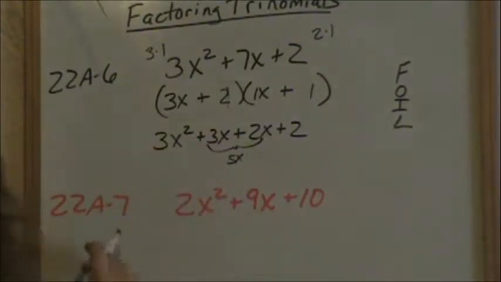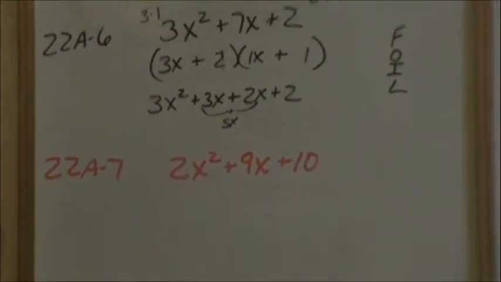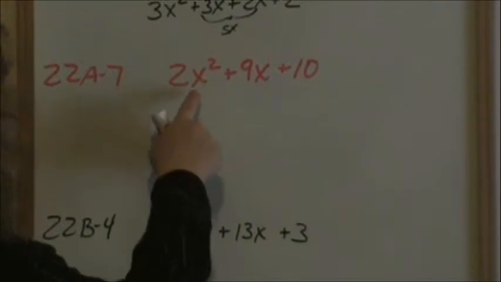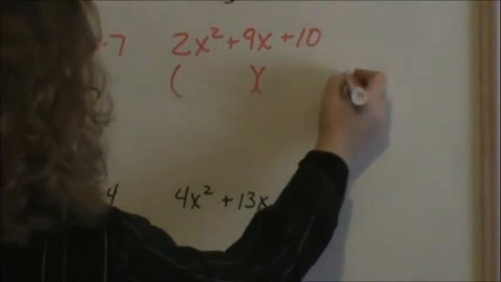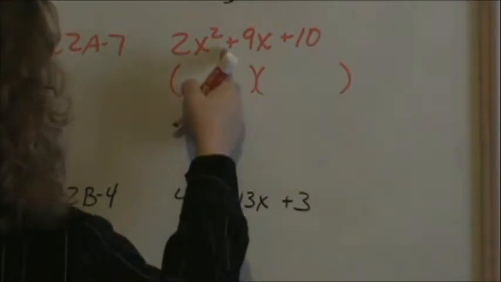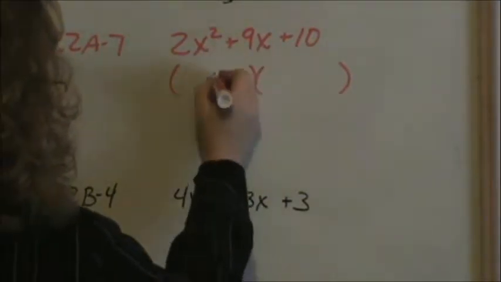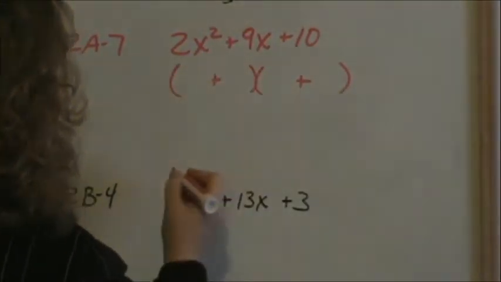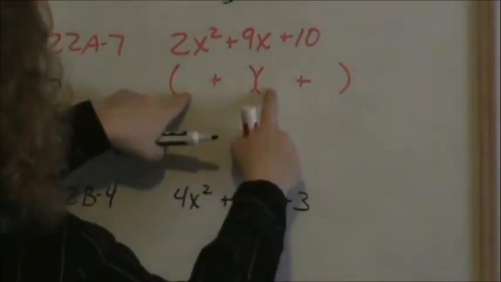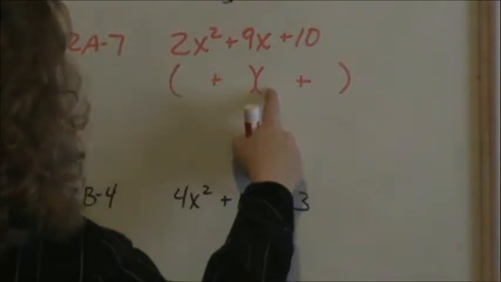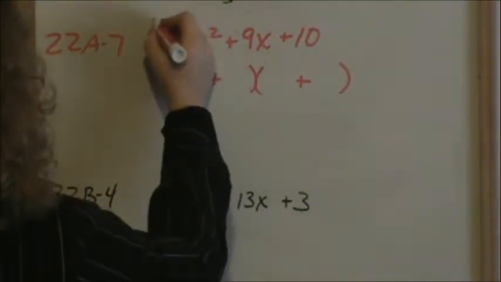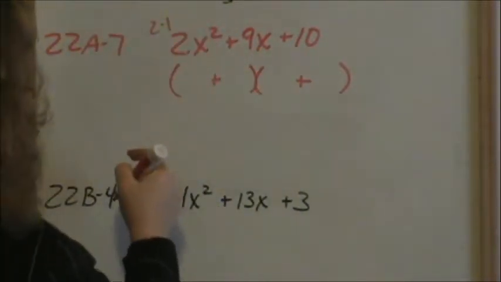Okay, alright, now I'm down to number 7: 2x squared plus 9x plus 10. Okay, this is going to factor into two binomials. I look at my signs, positive and positive. I'm in a positive world, so everything is positive. My first term comes from this first term of the trinomial. I look at the factors of 2x squared. Okay, the factors of 2 are 2 times 1.